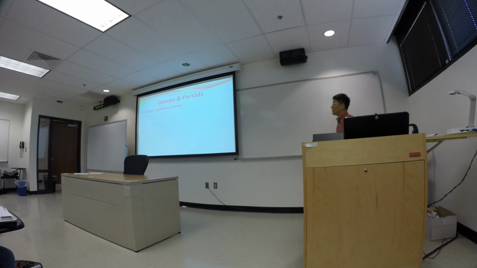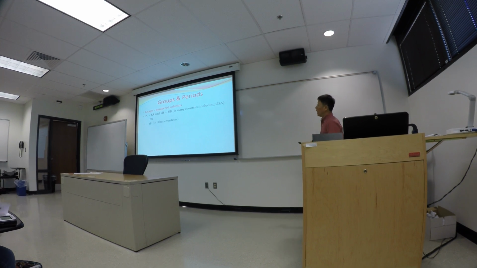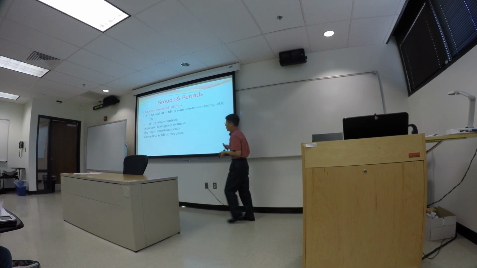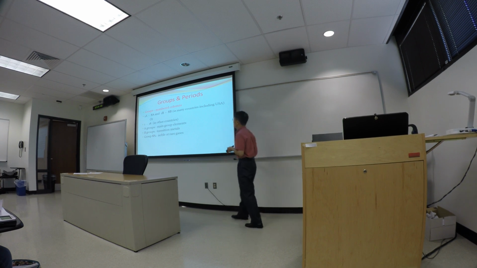Okay, so that's the structure of the periodic table. So we have groups and periods. Groups are the number columns, and there are two different ways to number them. A group elements are the main group elements. B group elements are the transition metals. Group 8A or group 18 is what we call the noble gases or rare gases. So that's something that you do want to pay attention to.